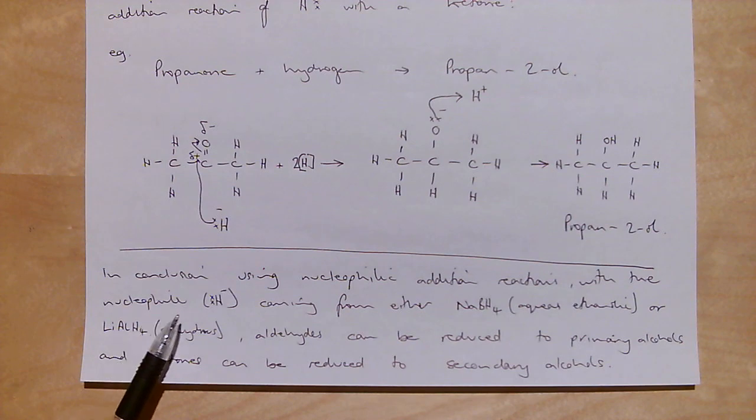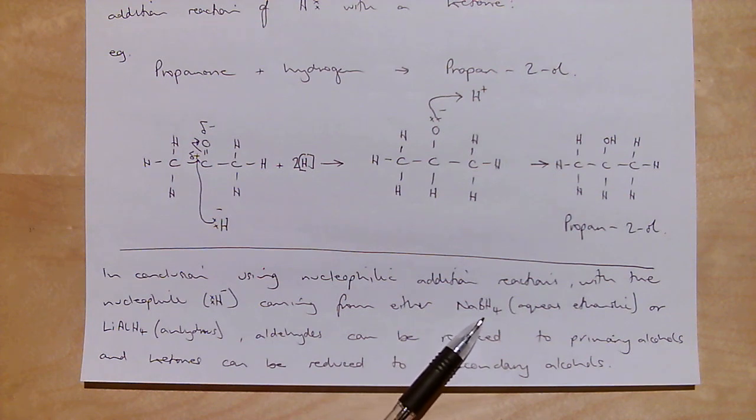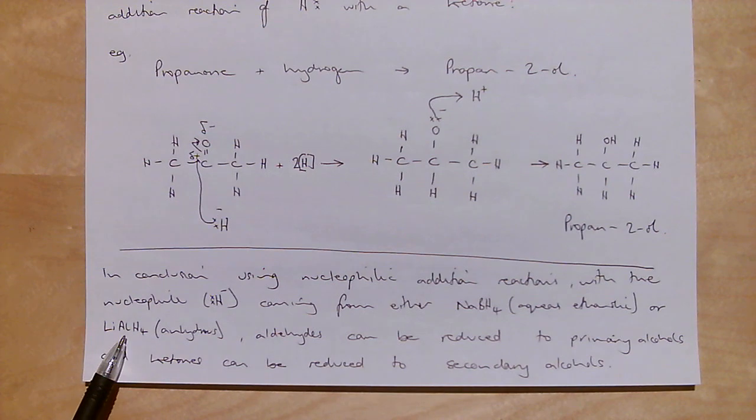So very importantly, in conclusion then, using nucleophilic addition reactions with the nucleophile H minus, the hydride ion, coming from either NaBH4 if the conditions are aqueous ethanolic, or LiAlH4 if the conditions are anhydrous, aldehydes can be reduced to primary alcohols and ketones can be reduced to secondary alcohols.